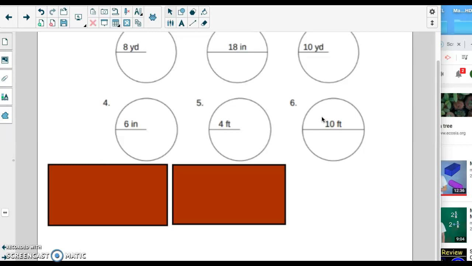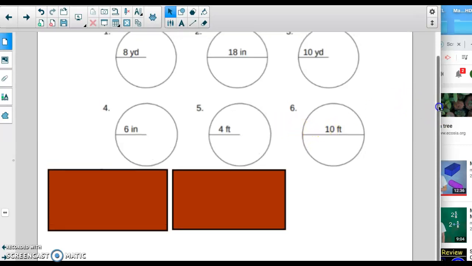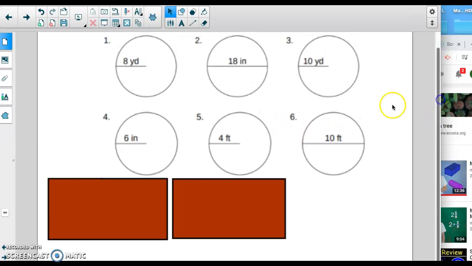I just wanted to walk you through one. So if you printed out the notes page that I referred to earlier, great. If you didn't, just copy this down in your notebook. A circle with a radius of 6 inches.